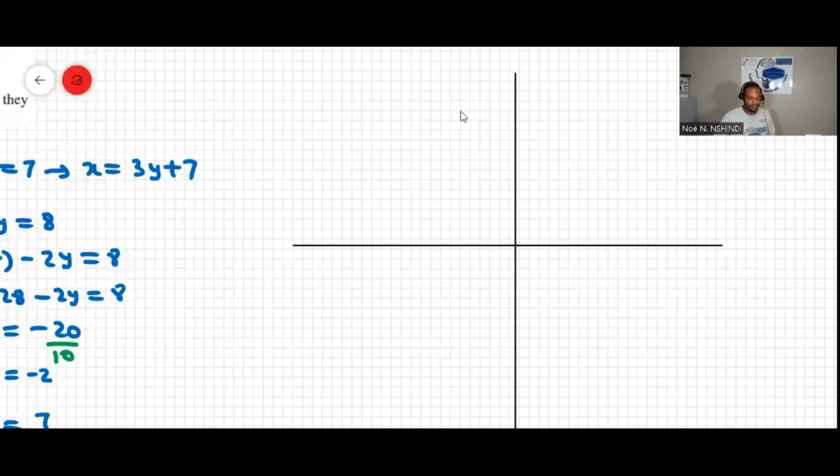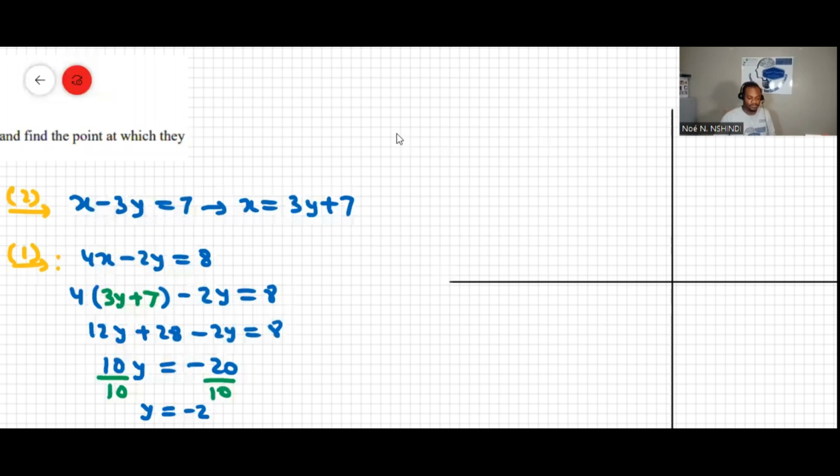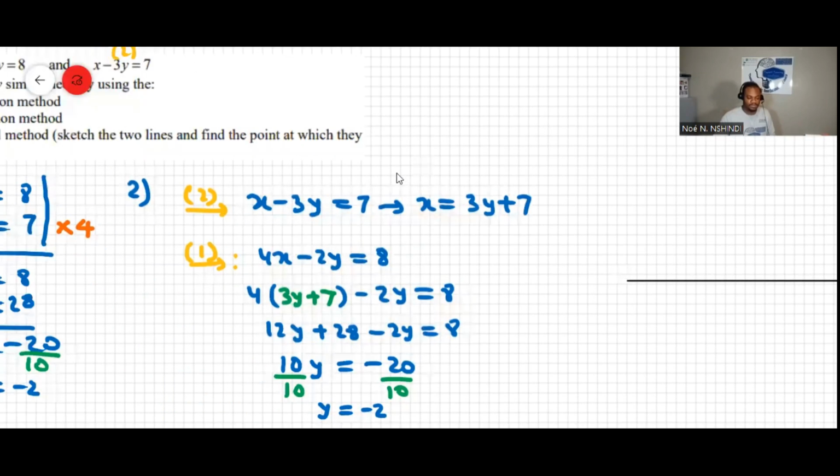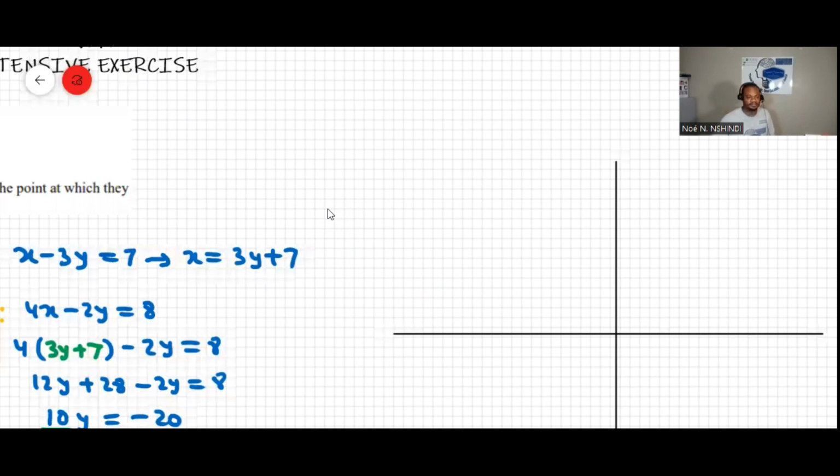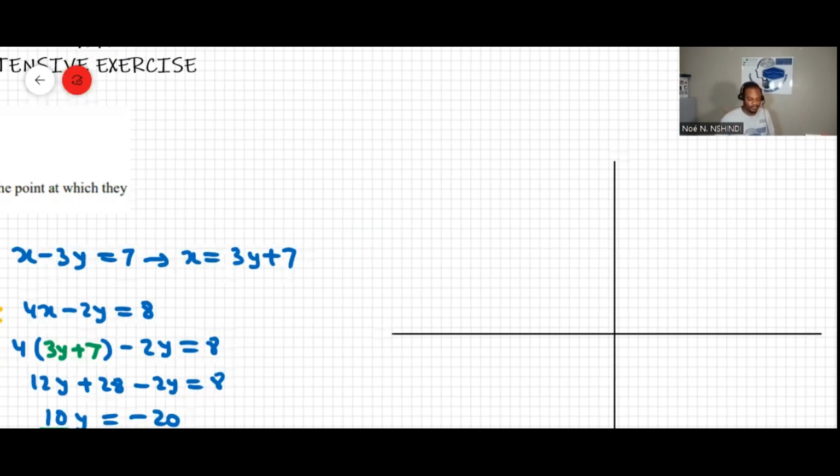Now for the first equation, which was given by 4x minus 2y equals 8, we need to give y a certain value, any value that we like. I prefer 0 because it makes it much easier. If y has a value of 0, for instance, we'll have 4x equals 8, which means x will be equal to 2 when we divide both sides by 2.